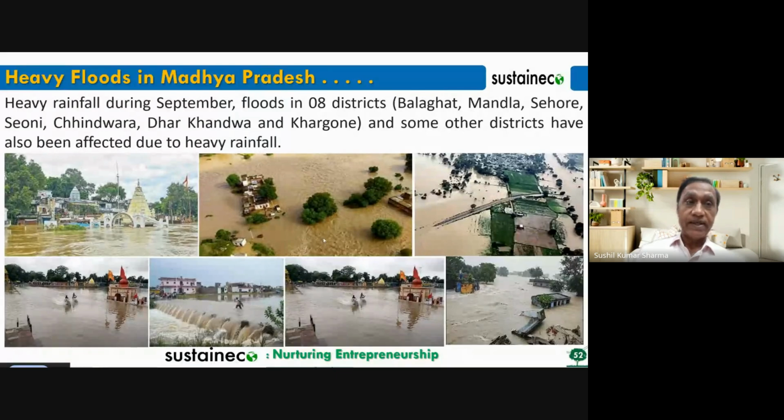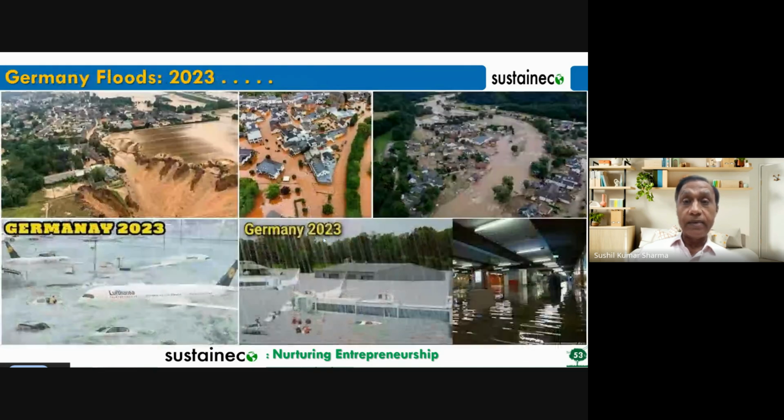Such serious scenarios are reported countrywide from time to time in almost all major states. Herein, these are the scenarios reported from Madhya Pradesh. A lot of heavy rainfall during September 2023, wherein 8 districts in Madhya Pradesh were seriously impacted.